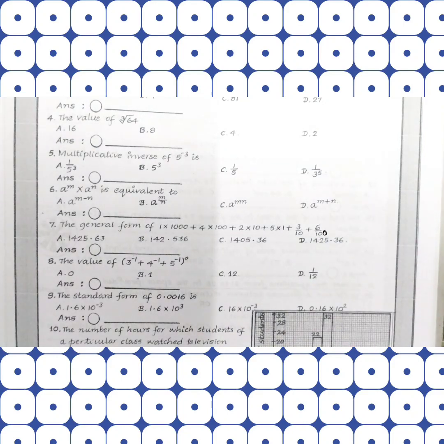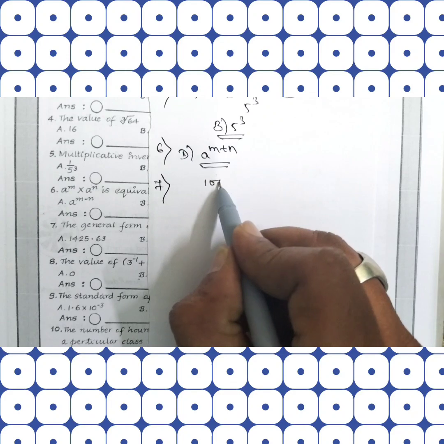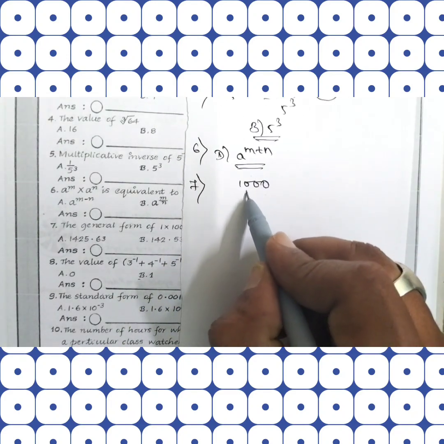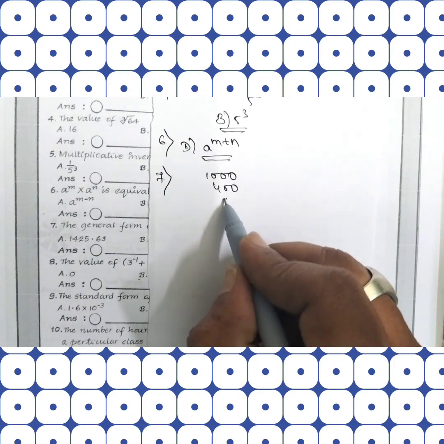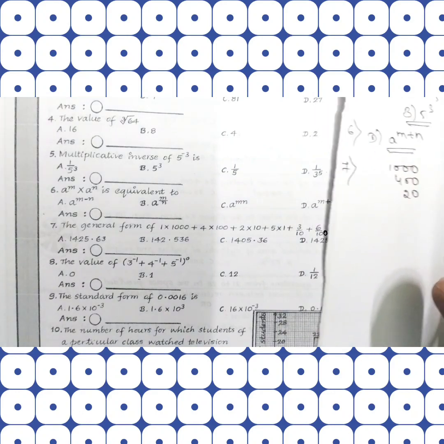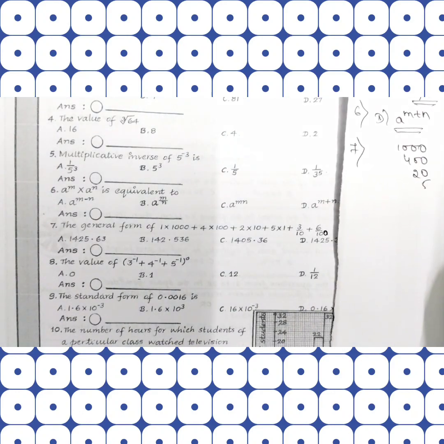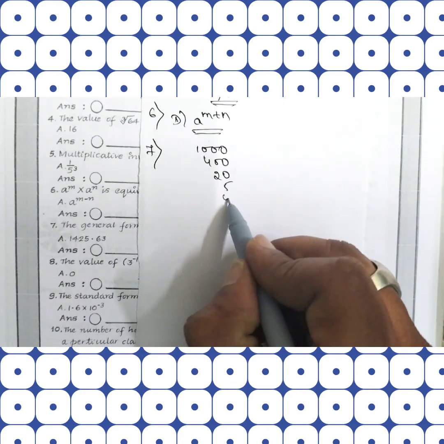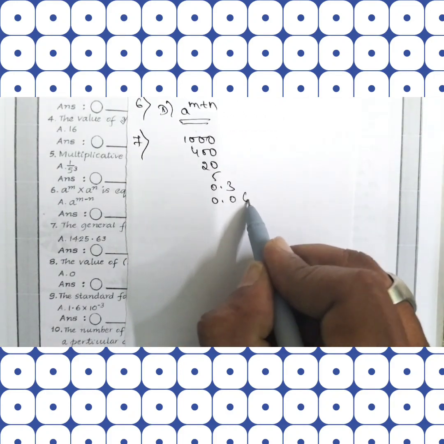So 3 by 10 and 6 by 100. So let us keep writing this. 1 into 1000 is 1000. Then 4 into 100 is 400. Then 2 into 10 is 20. Then 5 into 1 is 5. Then 3 by 10 is written as 0.3 and 6 by 100 is written as 0.06.